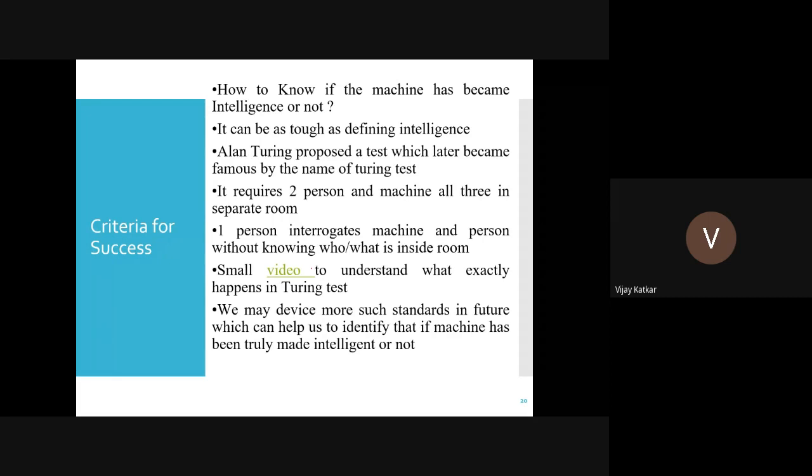He proposed a test which later became famous by the name of the Turing test. What it said is it requires two persons and a machine. There are two persons and there is a machine in a separate room. One person interrogates, without knowing who or what is inside the room. The person doesn't know whether inside is a person or a machine. It can be either a machine or a person.